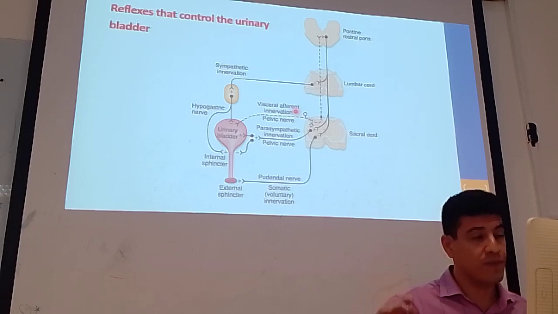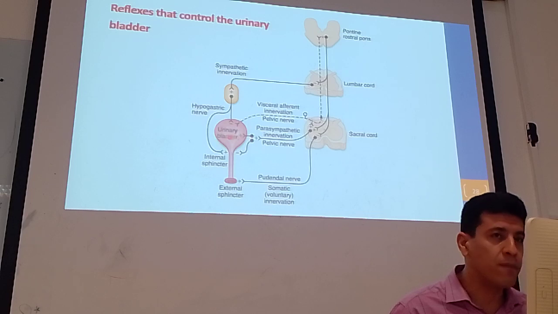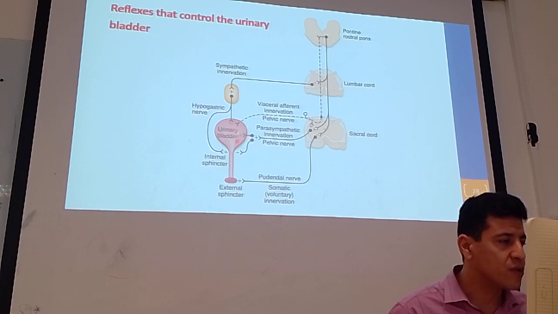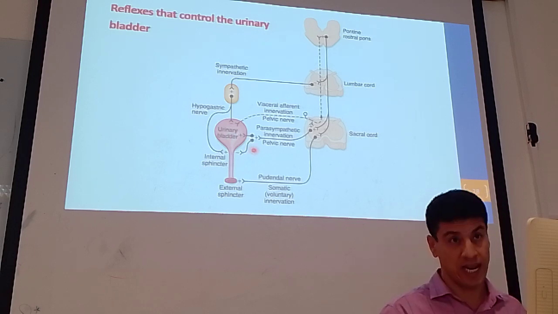S2 is 2 and 3 is 4. So from the sacral region, we have preganglionic parasympathetic fibers that go up to the wall of the bladder. From here, we have the postganglionic neurons that innervate both the detrusor and trigone. The effect is contraction of the detrusor, relaxation of the trigone. So it's in favor of urination.